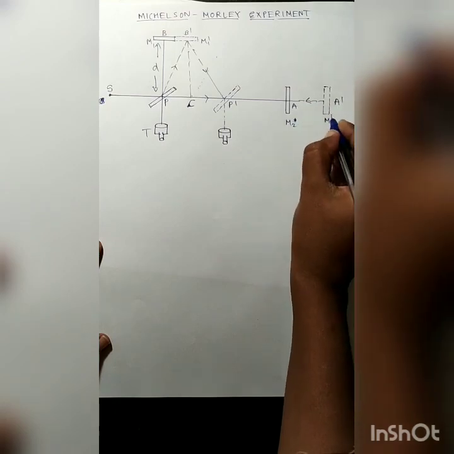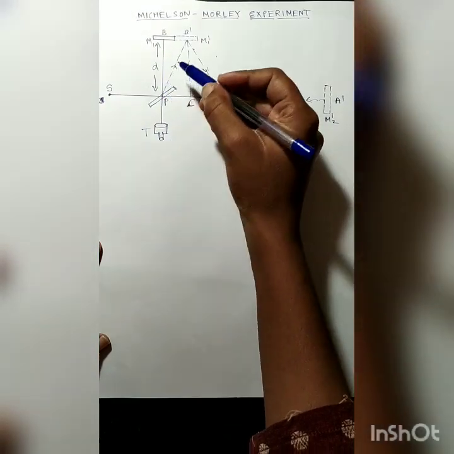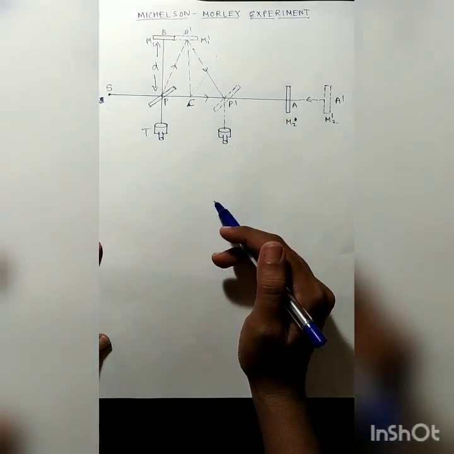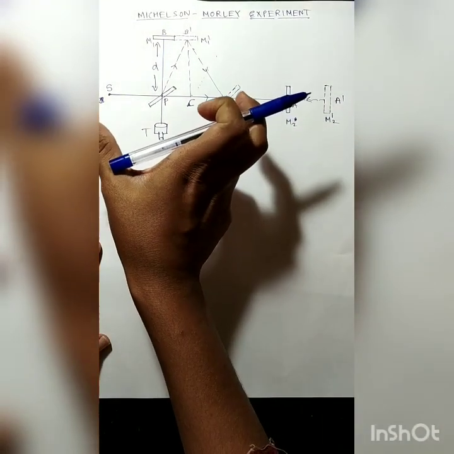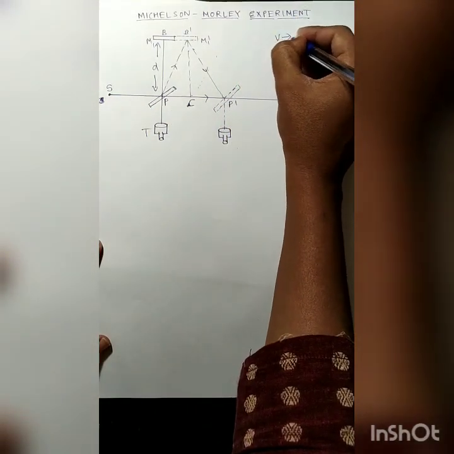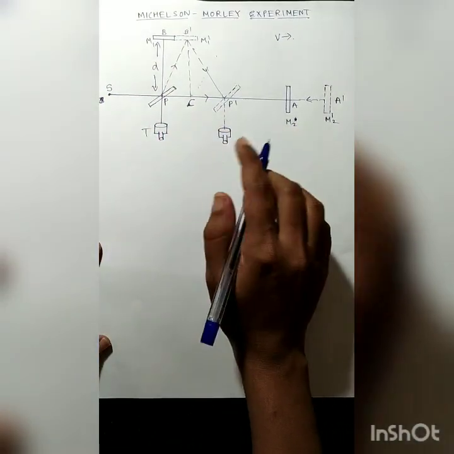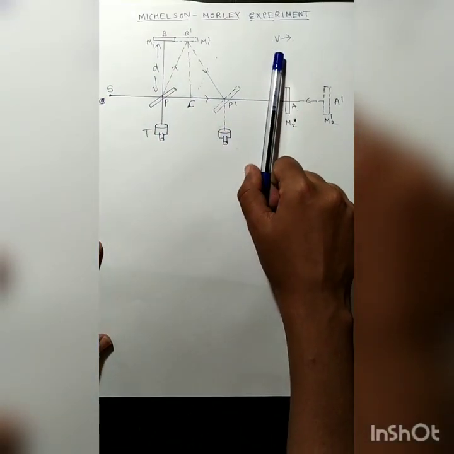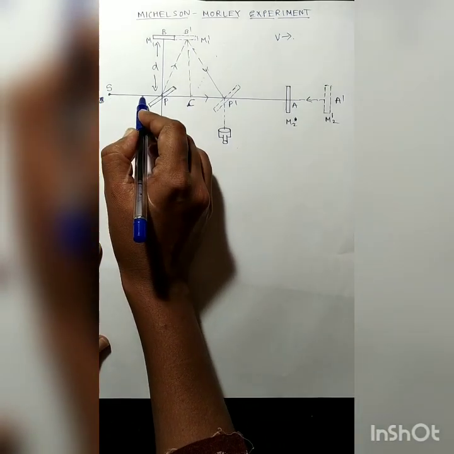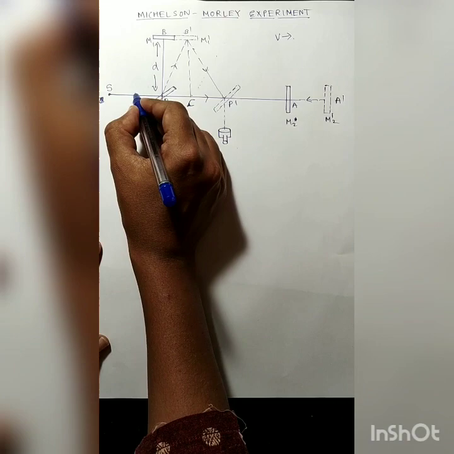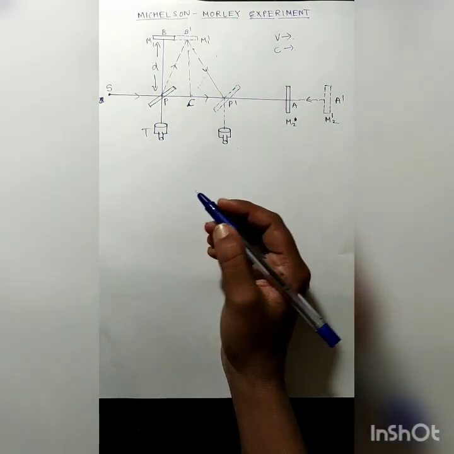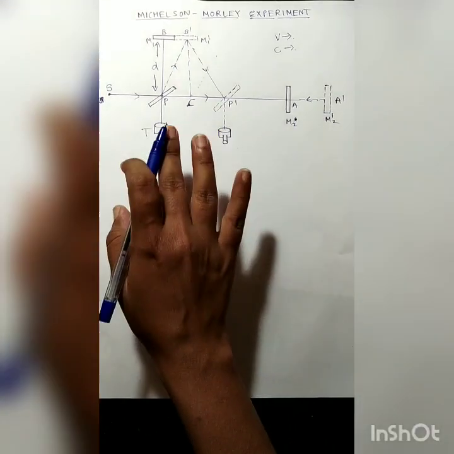But as we know, whatever the instrument is, it is on the surface of the earth. So as the earth is moving, the setup is also in motion. The velocity with which the experimental setup is moving, I am taking it as phi. So phi is the velocity of this setup, and we already know that light has a certain velocity which is equal to c. So c is the velocity of light and phi is the velocity of this setup.